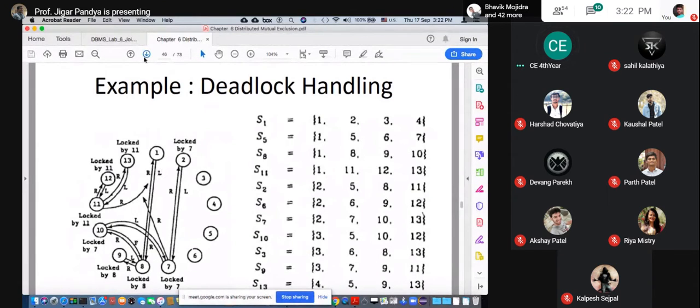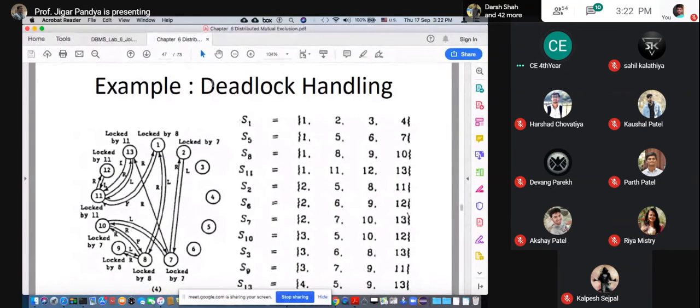And the solution to this deadlock is something called a failed message. They are talking about deadlock handling now. When you see this failed message, what happens is that when site 8 requested from 10, it said I cannot give you, and that depends on the priority part. Let me tell you that part now.